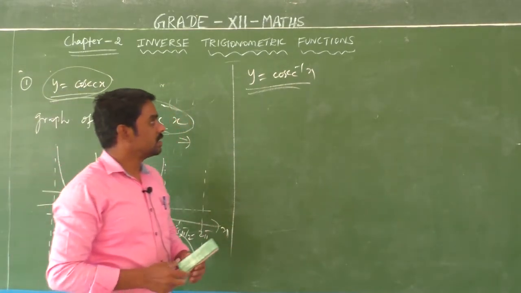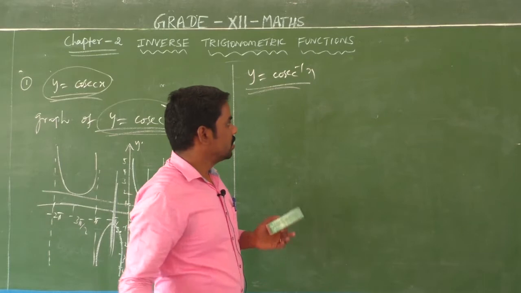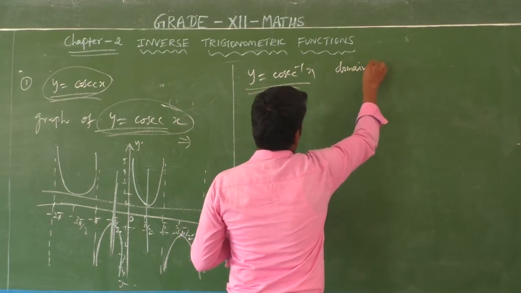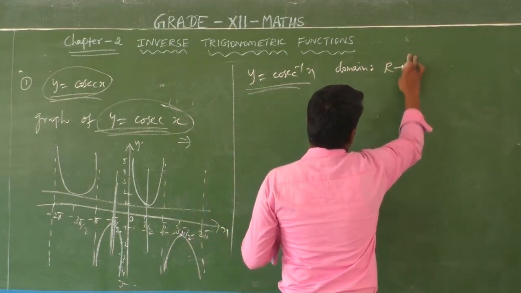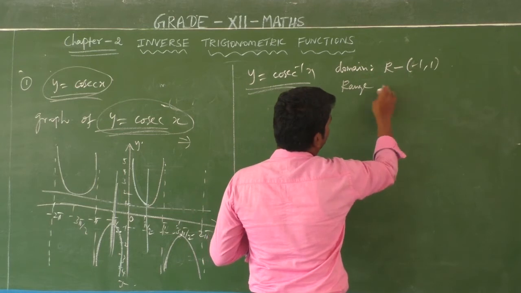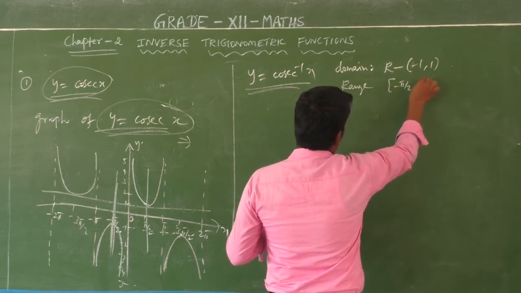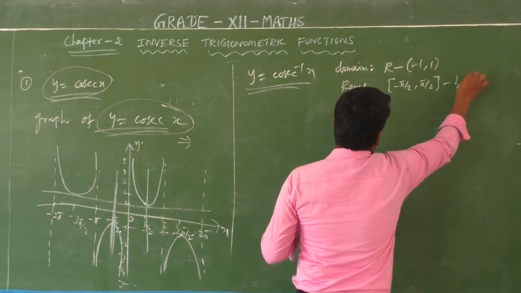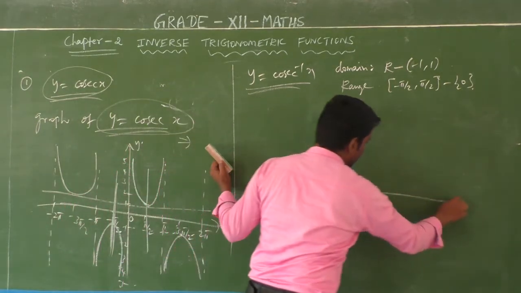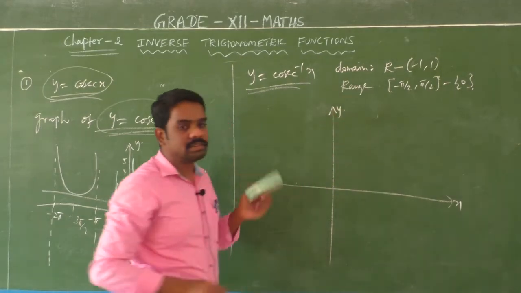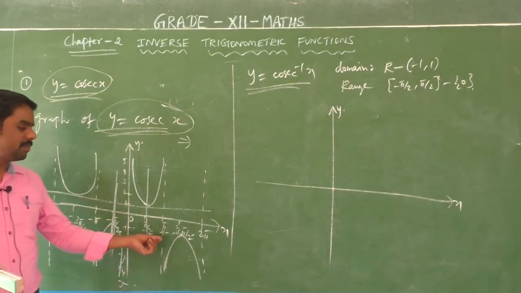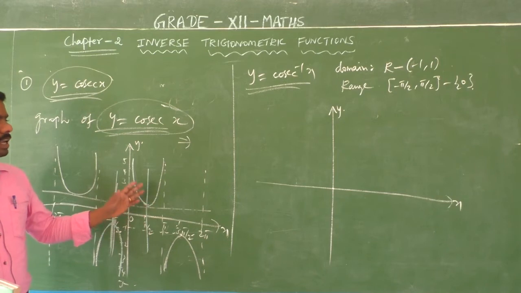Now draw the graph of y equal to cosecant inverse x. You know the domain of this function is the set of all real numbers except the open interval minus 1 comma plus 1, and the range is the closed interval minus pi by 2 comma plus pi by 2 except 0. On the x-axis we have 0, pi by 2, pi, 3 pi by 2, 2 pi and so on. Interchange the domain and codomain values.